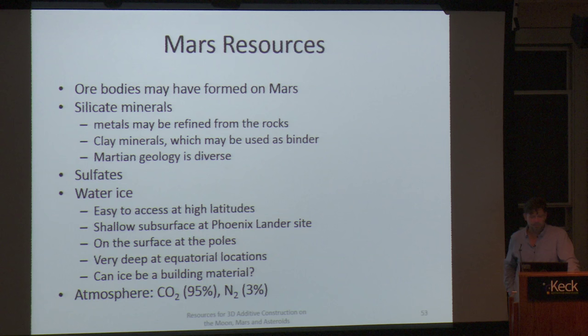It's possible we might want to use ice as a building material directly. If you're in a cool environment, then why not just print things in water and just use the water as a structure? I'm going to show you a picture where we first got this idea, the next chart. Mars also has atmosphere. It's primarily carbon dioxide. There's also nitrogen, which is important for producing some compounds.